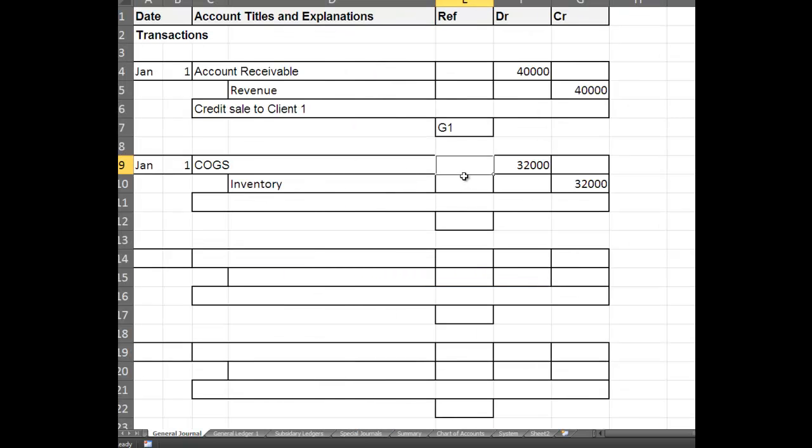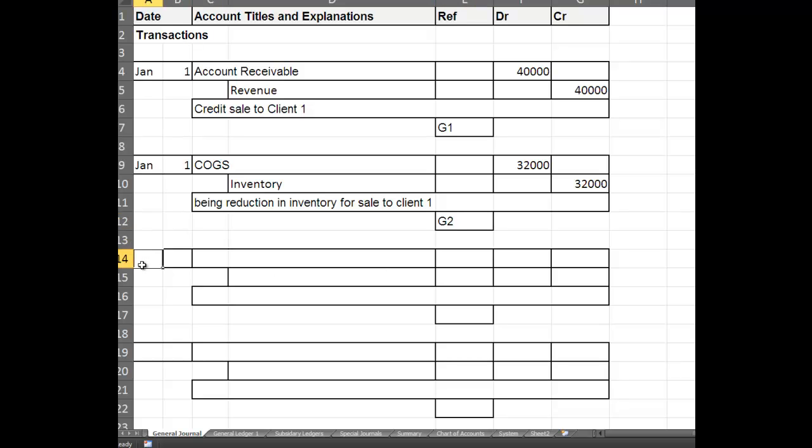Now, what is this? This is the inventory associated with, let's call it reduction, being the reduction in inventory for sale to client 1. And we'll call this G2.